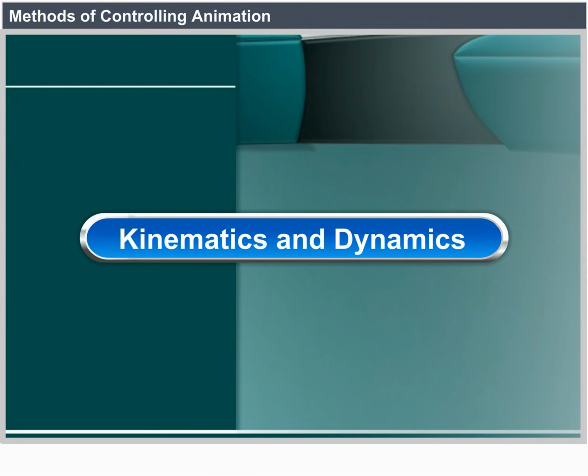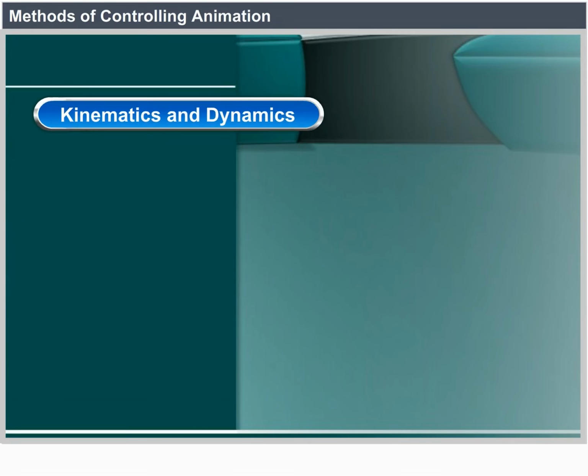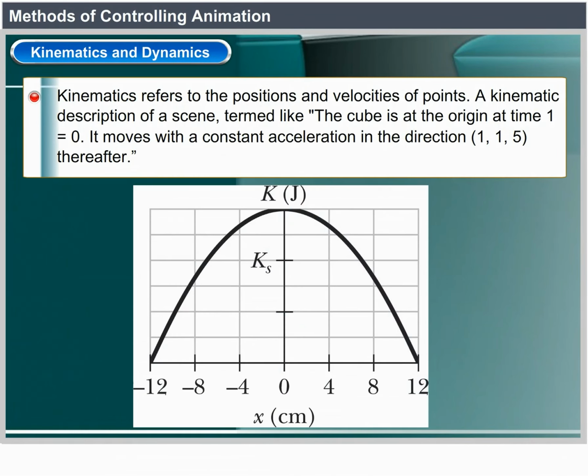Kinematics and dynamics. Kinematics refers to the positions and velocities of points. A kinematic description of a scene, for example, might say the cube is at the origin at time t equals 0. It moves with a constant acceleration in the direction 1, 1, 5 thereafter.